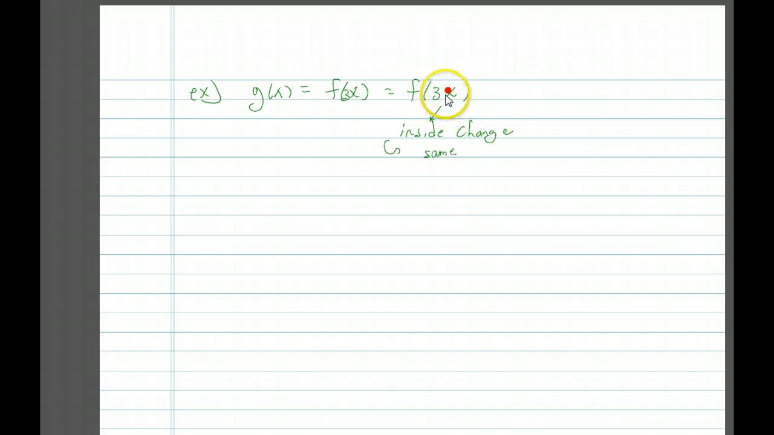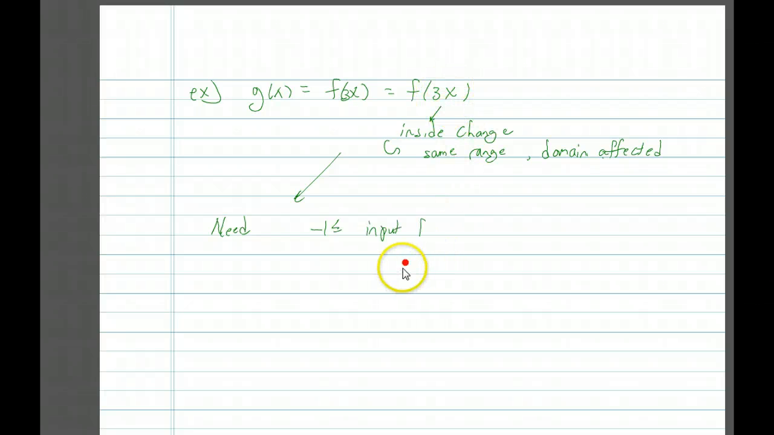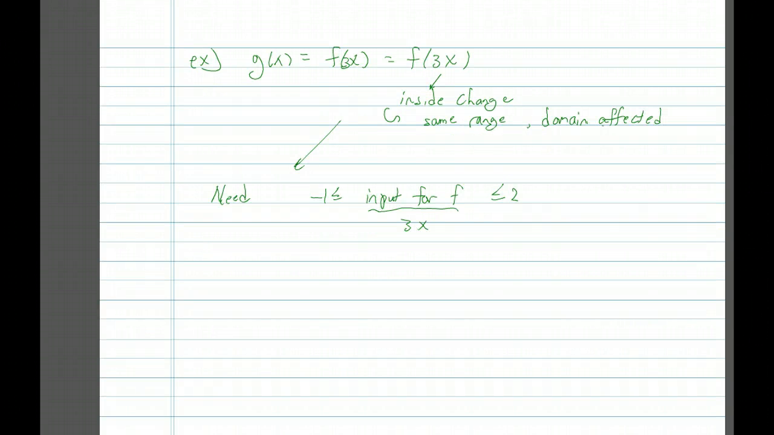We're going to get that answer by just looking at the new input for f, and that's going to help us define the domain of this function g. Same range, but the domain will be affected. I think the best way to answer these is to write out what we need to have happen. If we're going to plug something into f, we need that input to be between -1 and 2. That's all we're allowed to plug in. That's the domain of a function, what numbers you're allowed to plug in.